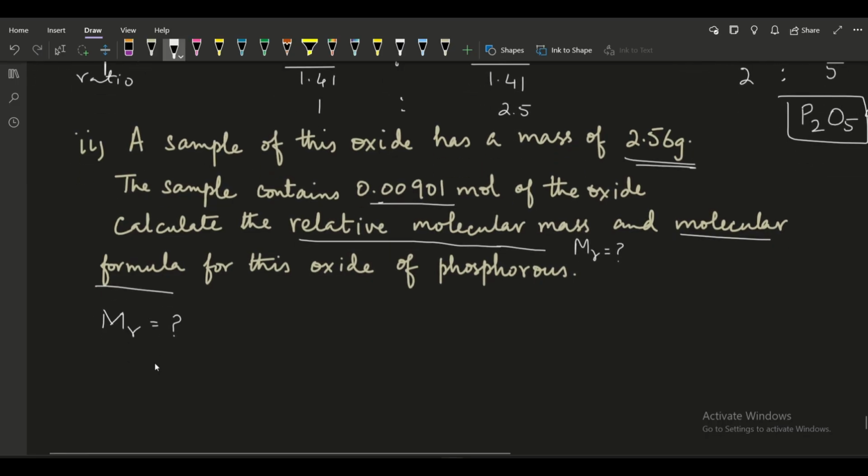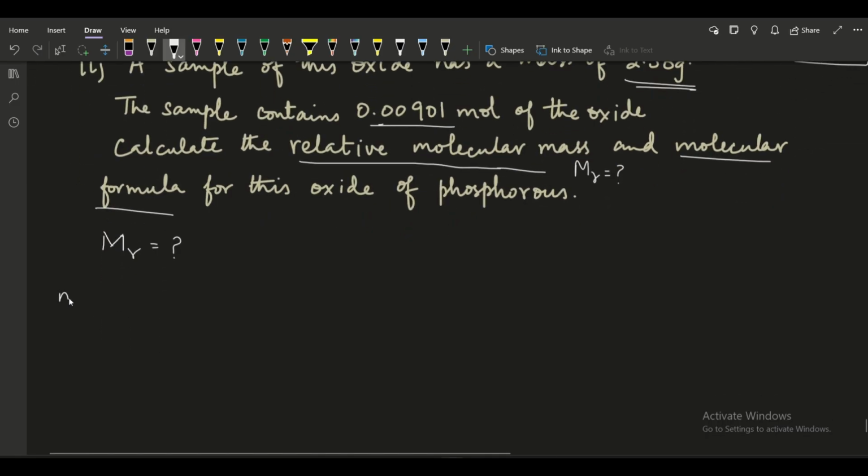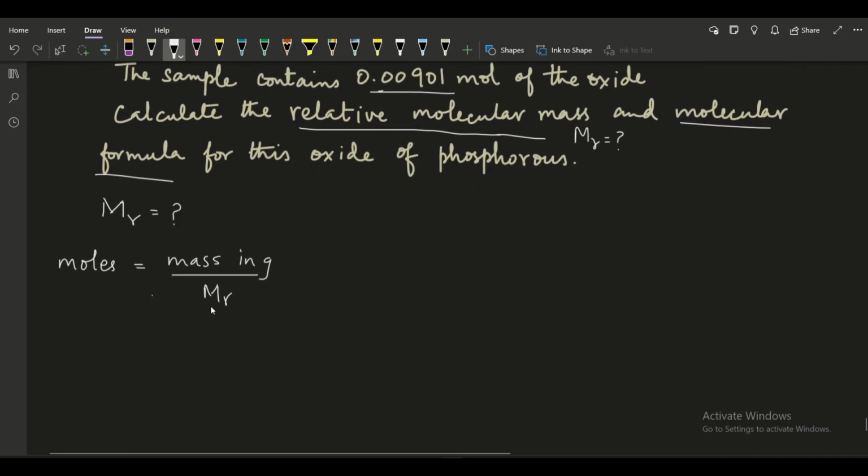And how can we calculate MR? We can calculate it by using the formula of moles: moles is equal to mass in gram divided by MR. That was the formula. You can rearrange this formula to calculate the value of MR. After rearranging it, you will get MR equal to mass over moles.